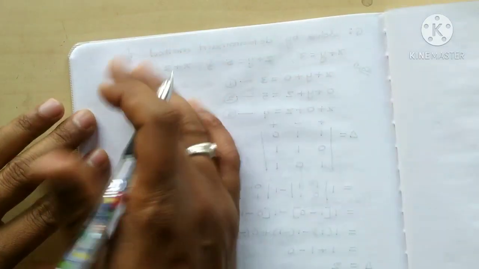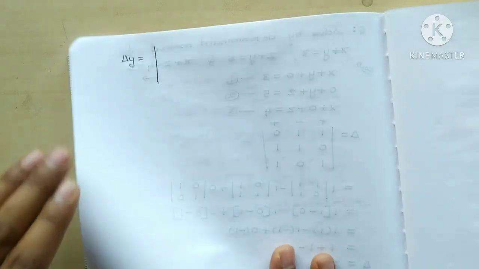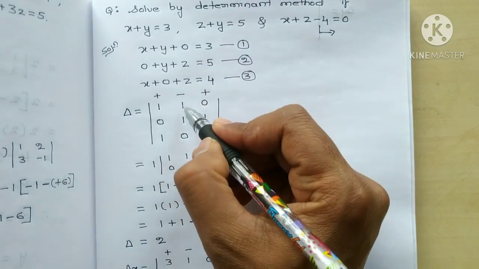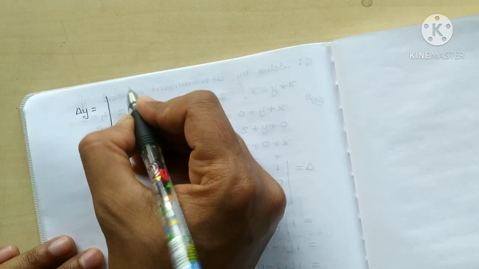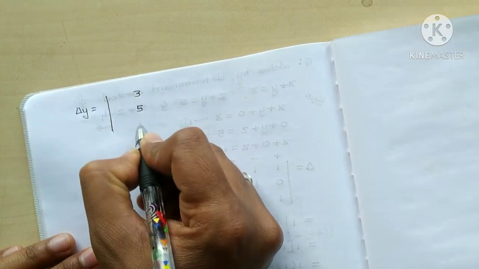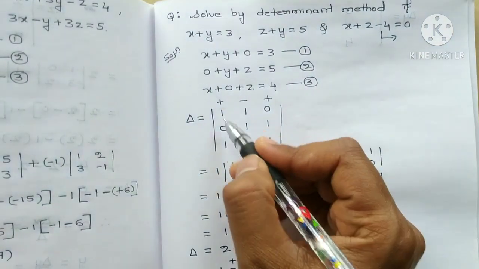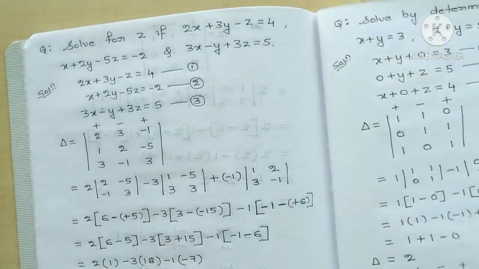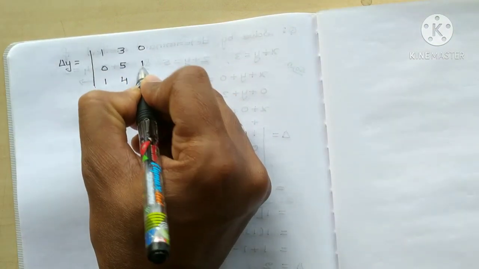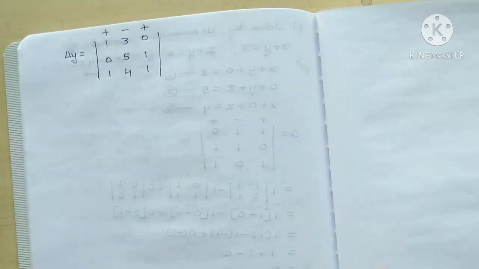Next, delta y. So delta y means the second column you have to replace. So the second column 1, 1, 0 you have to replace by 3, 5, 4. So right here 3, 5, 4. First column 1, 0, 1 as it is, and last column 0, 1, 1 as it is. So here plus, minus, plus. So apply.